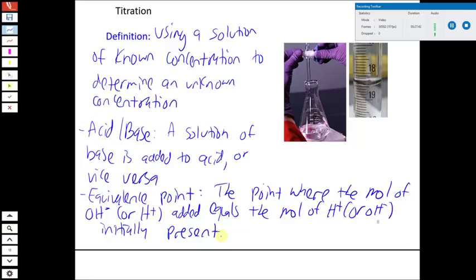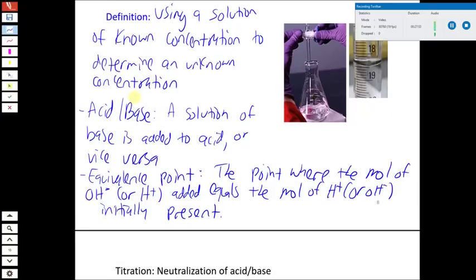If you're starting with a solution of a base down here and you're adding a solution of an acid through the burette, the equivalence point is the point where you've added just enough acid to react with all the OH minus. Now the question is, how do you know when that happens? Because you can't really easily see H plus and OH minus, you typically use what's called an indicator. This is the low-tech way of doing it: to use an indicator which changes colors at the end point.